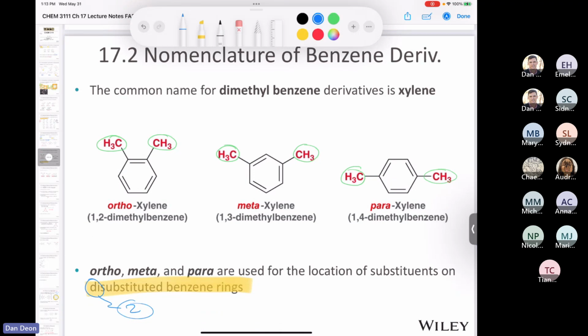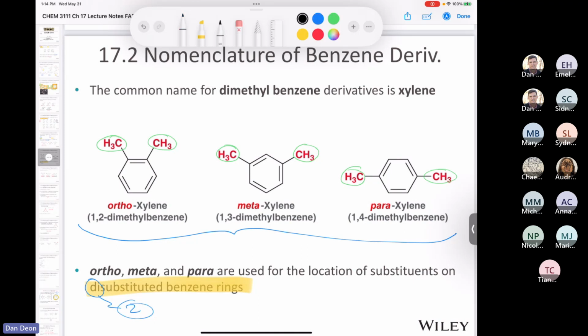dimethylbenzenes. There are three of them, and I don't think I spent much time on this last class, so let's go over it here. We call these the xylenes. If the two methyl groups are 1,2 apart from each other, we call that ortho-xylene or ortho substitution. If they're 1,3, we call that meta-xylene. And if they're 1,4, we call that para-xylene.